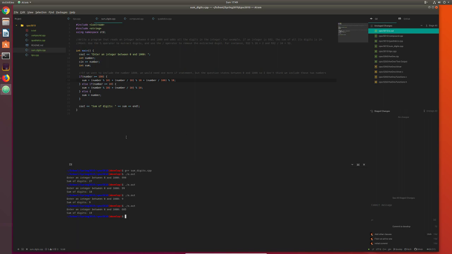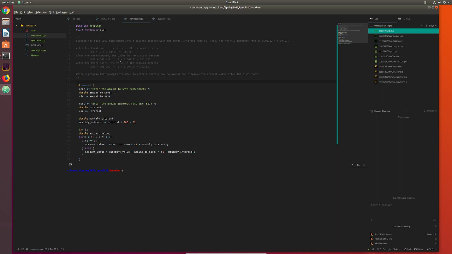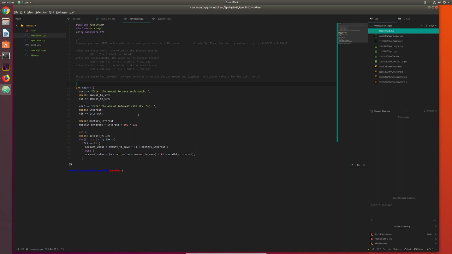So that's number 2. We're adding all the digits, and it seems to be working fine. Fairly easy there. Moving on to the third problem. We're starting to ramp up a bit. Still fairly easy here, but basically we're supposed to suppose you save $100 each month into a savings account with an annual interest rate of 5%.